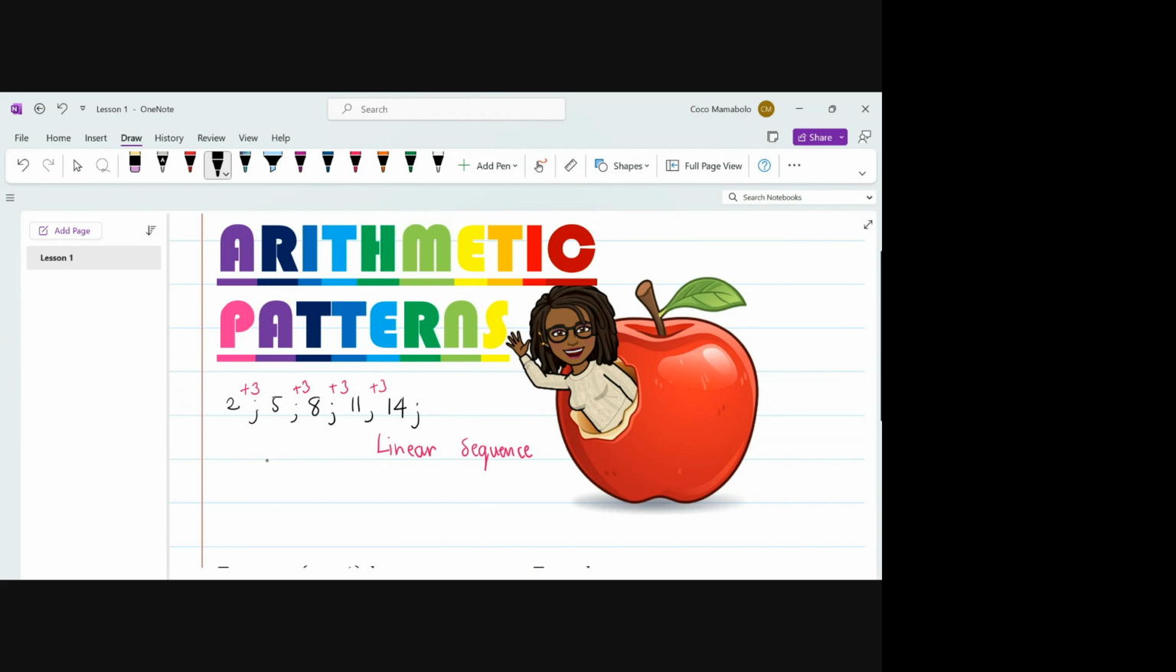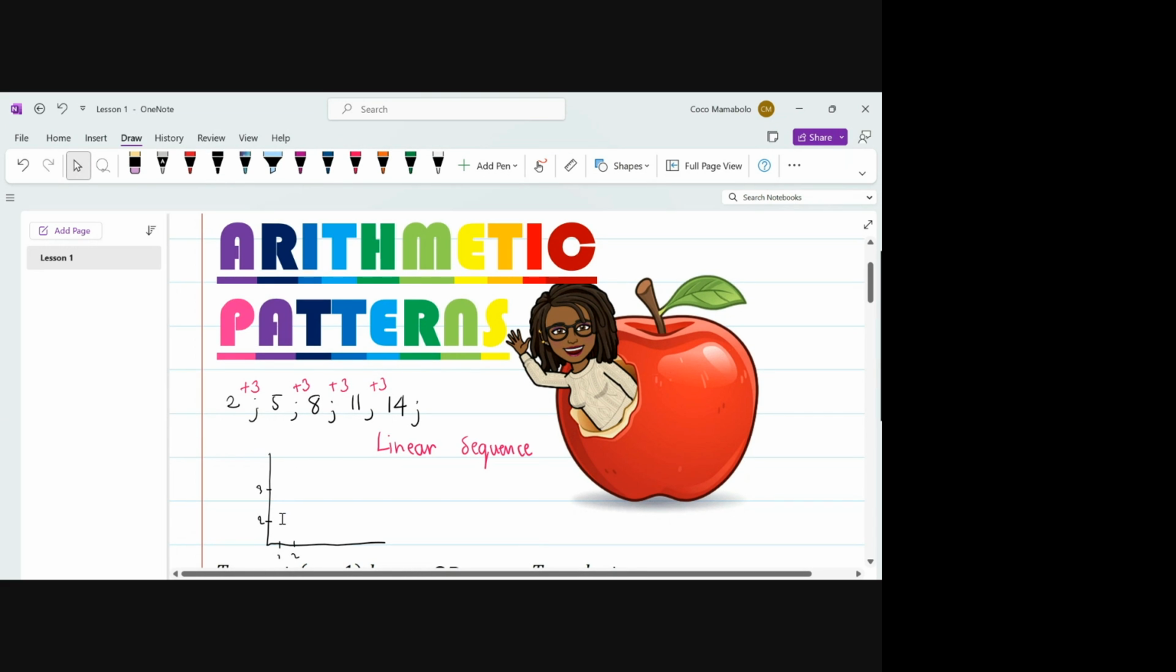If we were to open up a chart like this and plot the sequence, the first number in the sequence is 2, the second number is 5. If I joined all of these with dots, they would all create a straight line. Does this look familiar? Has anybody seen something along these lines before, other than patterns? Anyone got an idea where we've seen this before?